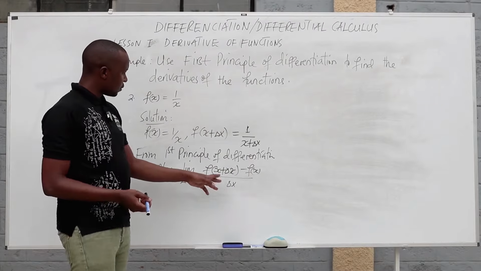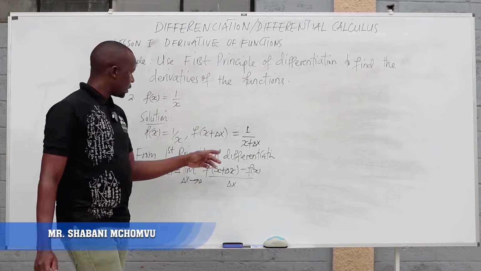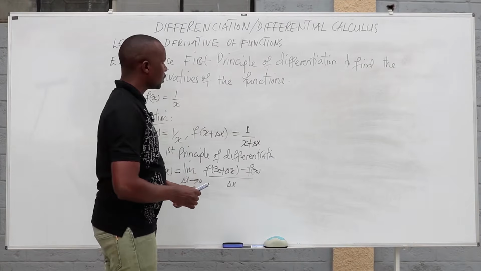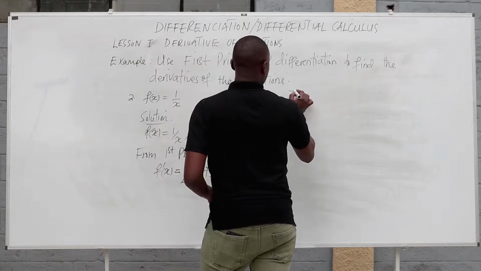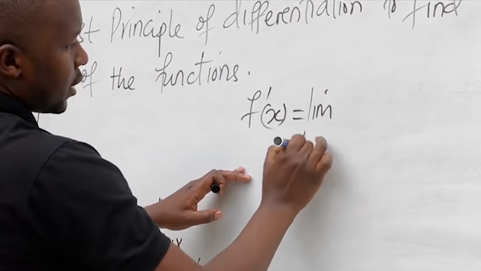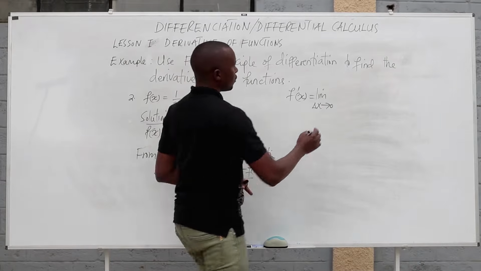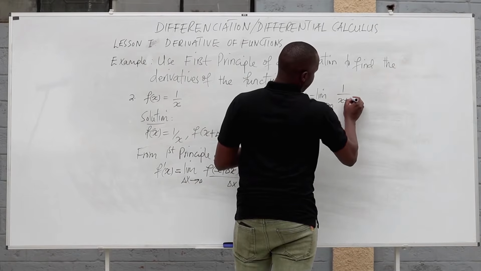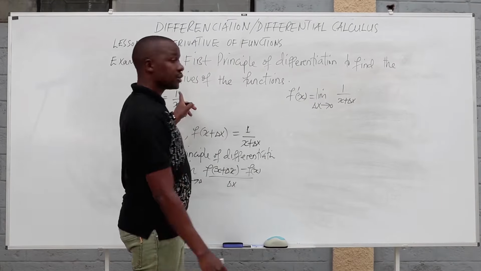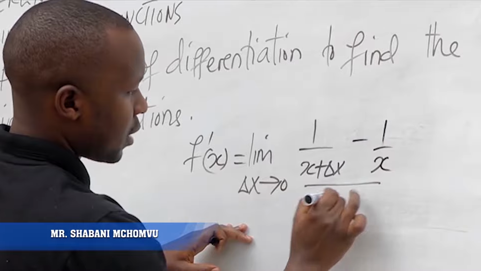So all the data that we have: f of x plus change in x, we have 1 over x plus change in x, and f of x already provided earlier. So it's a matter of inserting them into the parameters. So f prime of x equals the limit as change in x approaches 0. Now, the value of this is 1 over x plus change in x, and the value of f of x is 1 over x, as we have seen there, then over change in x.